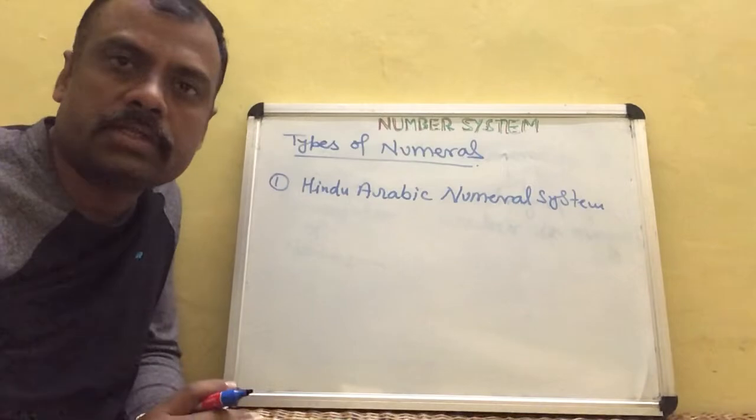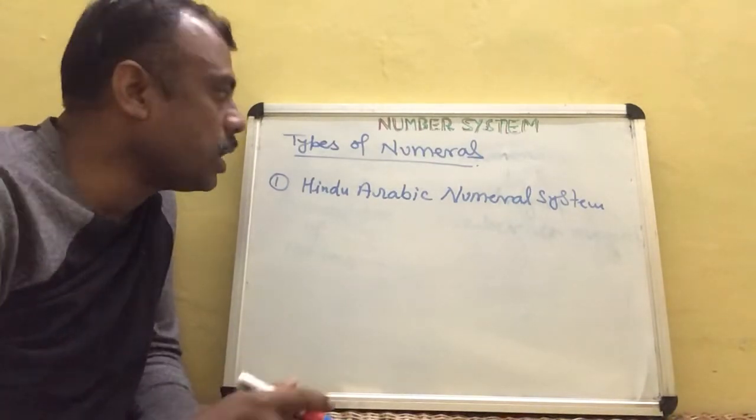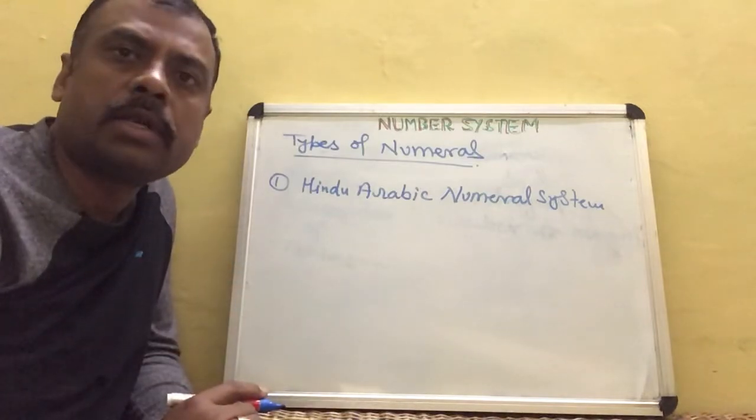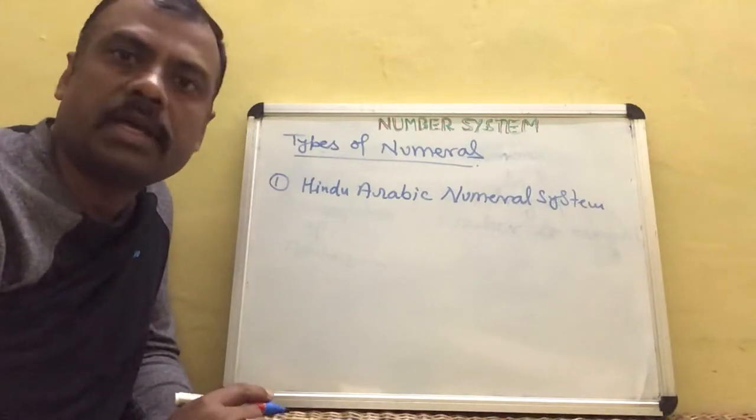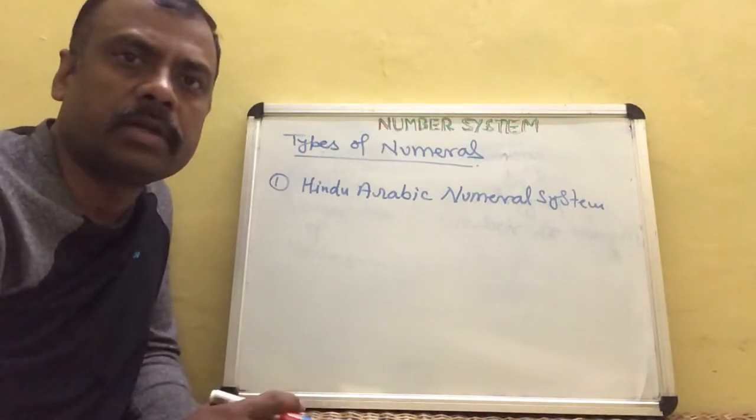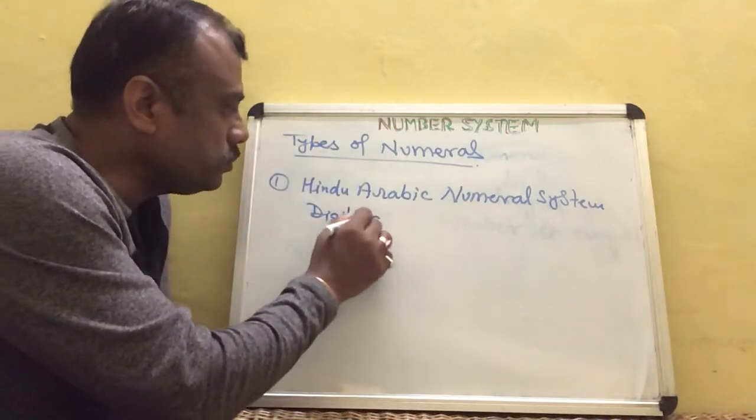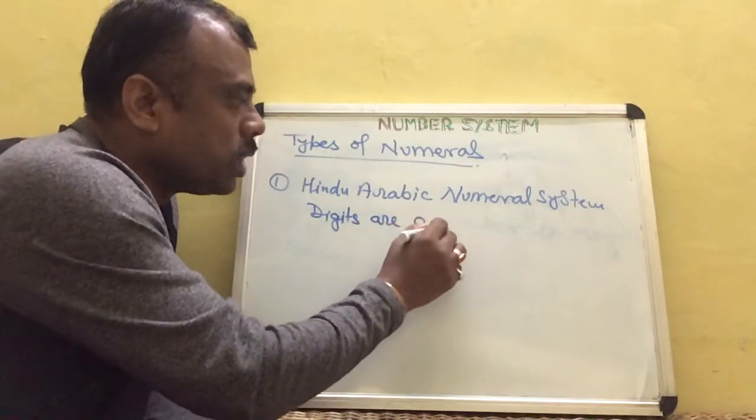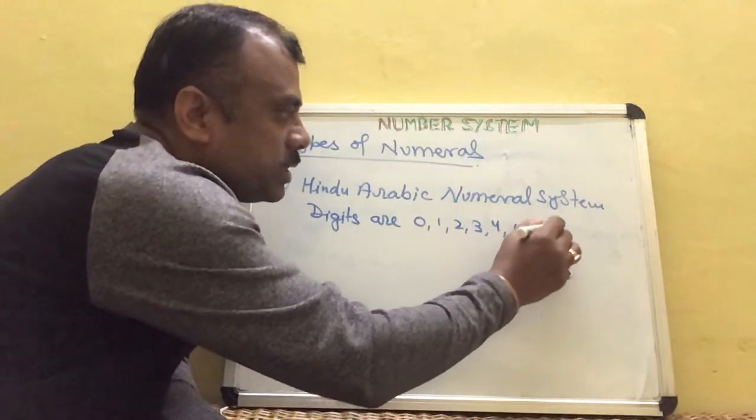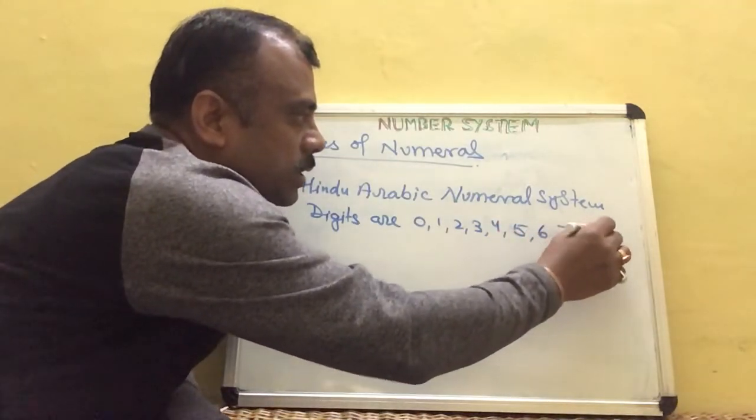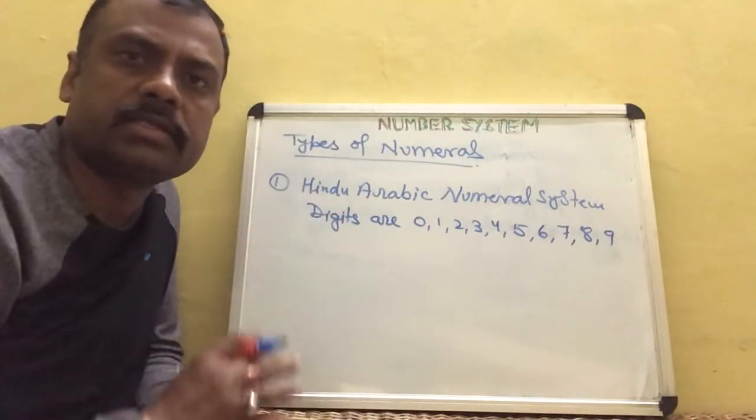This is a very popular system, used especially in India, and this numeral system has 10 different symbols which are called digits. With the help of those digits we can write any number. Those digits are 0, 1, 2, 3, 4, 5, 6, 7, 8 and 9. With these 10 digits we can write any number in this system.